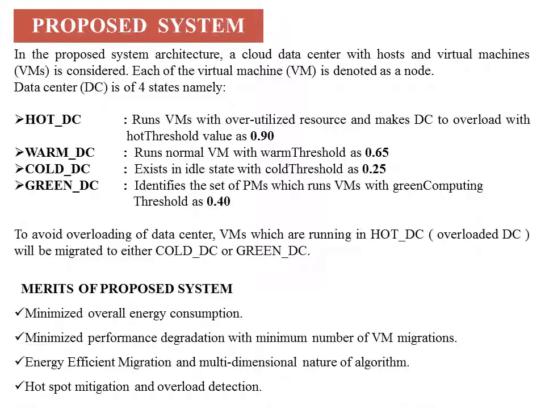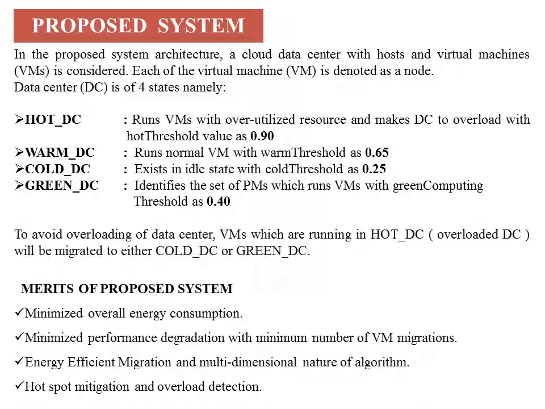In our proposed system, the data center is broadly divided into 4 main categories, namely the hot data center, warm, cold, and green. As you can see, the highlighted ones are the threshold values. The numerical values given are the threshold values above which the data center moves on to being run in a hot DC environment, warm, and then cold and green.